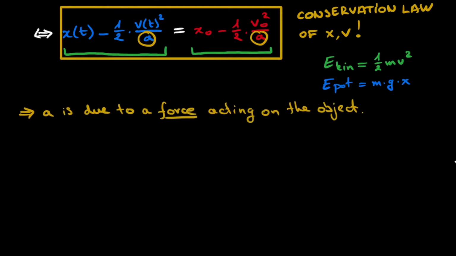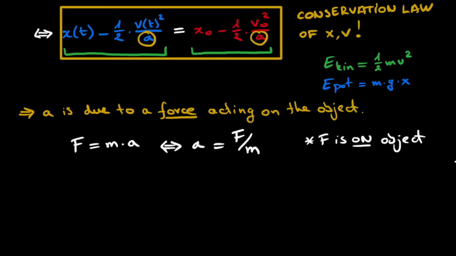And to get rid of this a, we realize that this a is an acceleration of the object, which is due to a force that is acting on this object. That's what Newton's second law teaches us. An object only accelerates if there is a force that acts on this object. In mathematical terms, we have that a force will always cause a mass m to accelerate with acceleration a. Or in other words, the acceleration a is caused by a force F divided by the mass of the object.